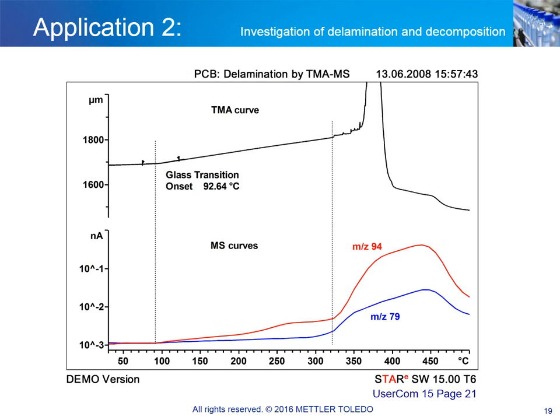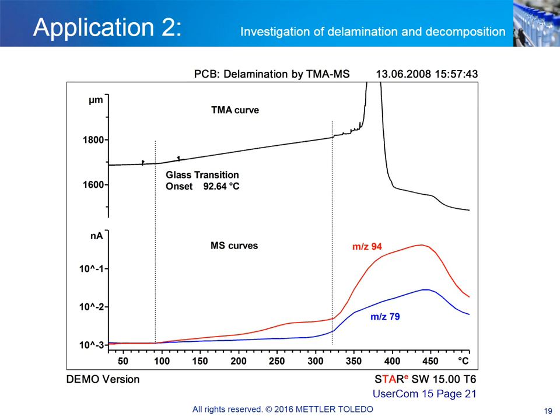The second TMA example shows the delamination and decomposition of a printed circuit board. Printed circuit boards are made of woven fiberglass embedded in an epoxy resin matrix and are used for mounting electronic components. Since the printed circuit boards are often used in confined spaces with hot components, they can heat up considerably during operation and might be at risk of degradation. The thermal stability of the boards is therefore an important quality criterion.